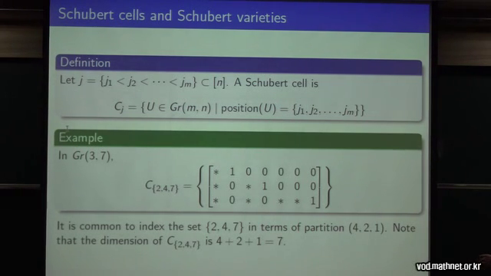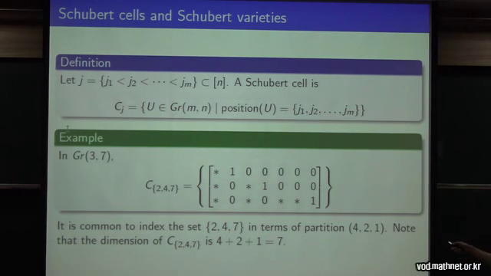In the Grassmannian (3,7), if J is 2, 4, 7, then we have pivot positions at 2, 4, 7, and all the entries below the 1s and to the right of the 1s are 0. For the rest, you can put any complex numbers. So what's the dimension? The dimension is just the number of stars. In this case, we have 4 plus 2 plus 1, so it's 7.